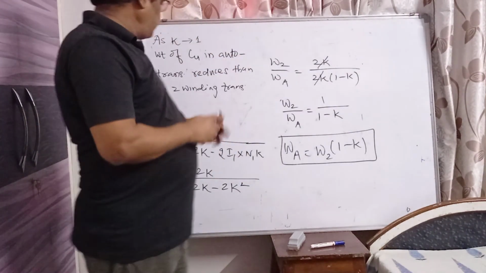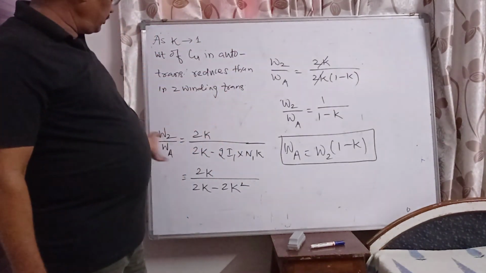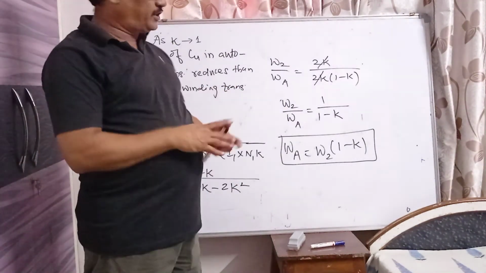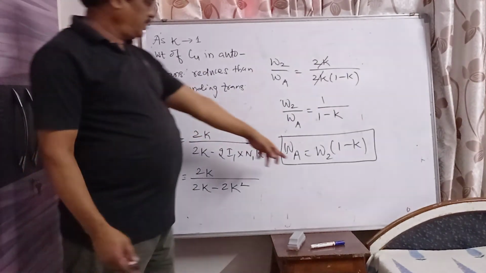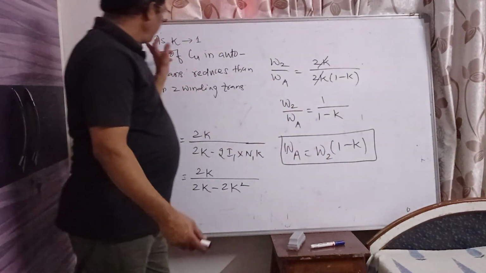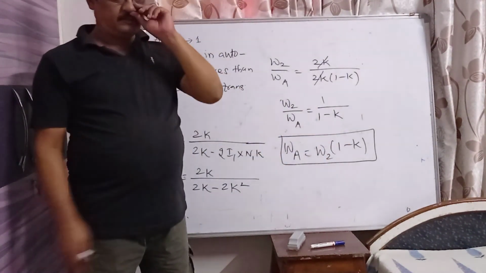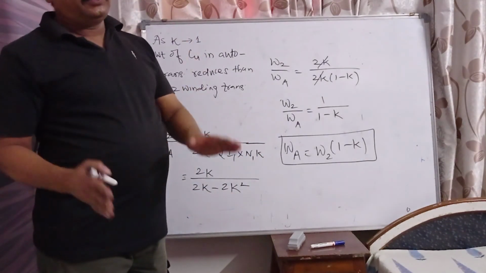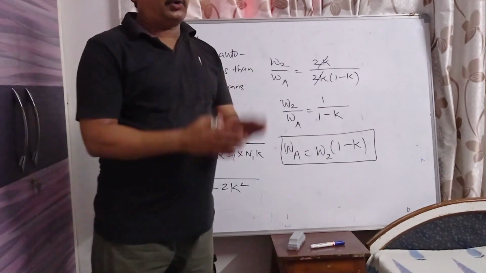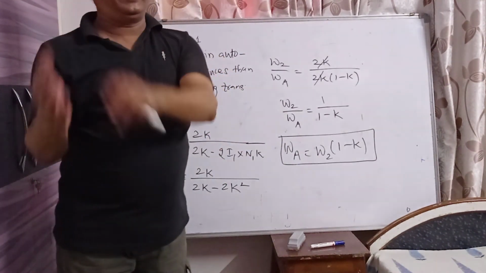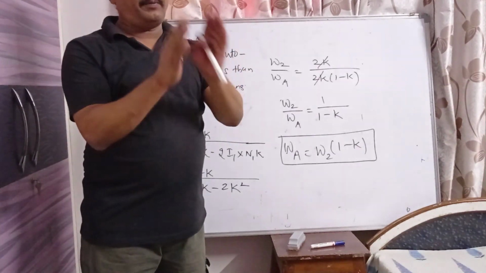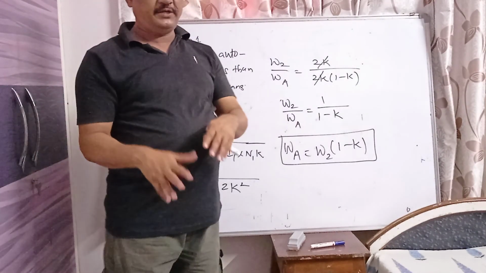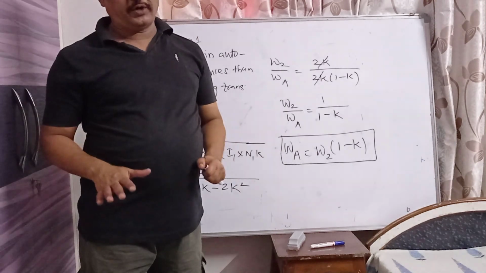And for auto transformer, then turns relation N2 by N1 is equal to I1 by I2 is equal to K, modified, and here you have to write as K approaches unity, WA approaches less than W2. So a large amount of copper is saved in auto transformer than in two winding transformer. This is the advantage of auto transformer over two winding transformer, that a large amount of copper is saved. This much you have to write, right?